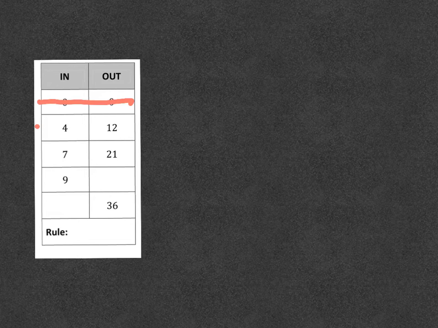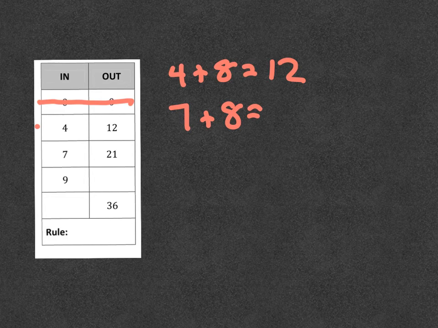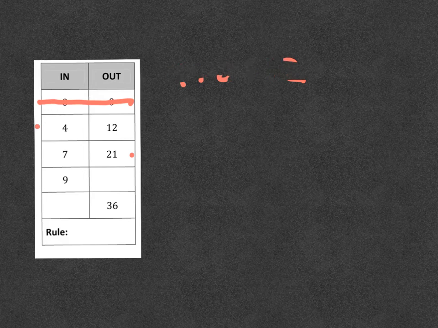So now if we look at 4 and 12, this number is getting bigger, so we're either going to add or multiply. Let's try addition. 4 plus 8 would be 12, right? So now we're going to test our theory. 7 plus 8 would equal 15. That's not going to line up with this 21 here. So that means our addition is out.